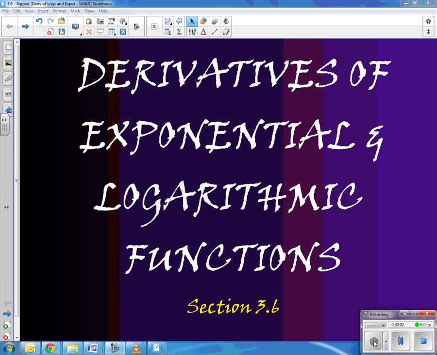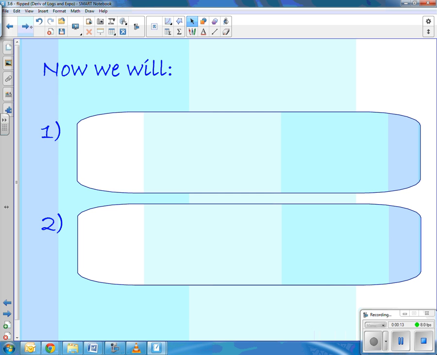Welcome, class. What we're going to take a look at today is actually from section 3.6. It's derivatives of both exponential and logarithmic functions. So go ahead and get out your notes, and we'll take a look at what these are.